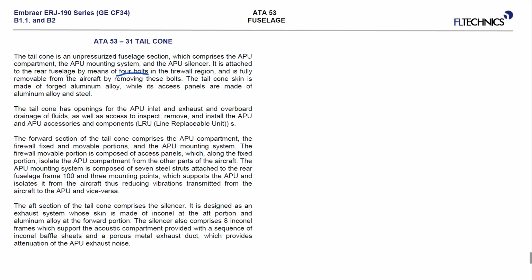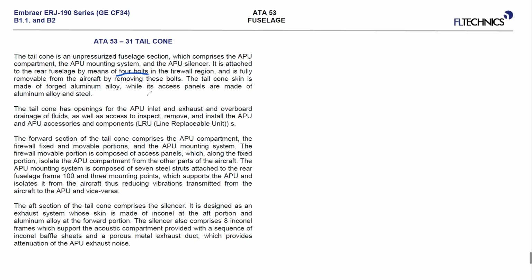It's attached to the rear fuselage by means of 4 bolts in the firewall region, and it's fully removable from the aircraft by removing these 4 bolts. It's made from forged aluminum alloy, and we have access panels which are made by aluminum alloy and steel. We have openings for the APU inlet, for the APU exhaust, and for the drains.